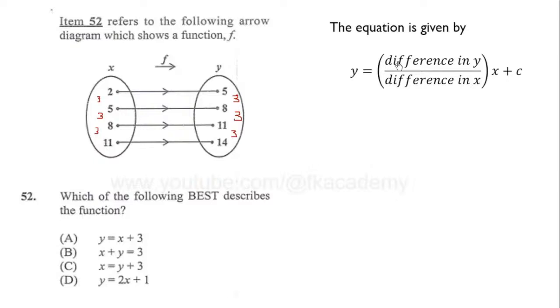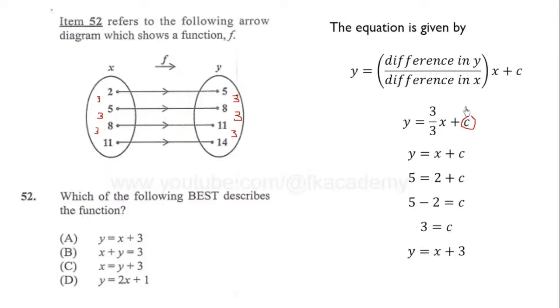So it means we have 3 over 3 x plus c, which is the same as y equals x plus c. Now at this point, any of these pairs should satisfy this, so that we can find the value of c. We can pick 5, 8, 8, 11, 2, 5, or 11, 14. For simplicity's sake, let's pick (2, 5). So we substitute 5 here and 2 here. Then we solve for c to get c equal to 3. Now we substitute c back over here to get y equals x plus 3. So that is the equation, y equals x plus 3. So for 52, the answer is A.